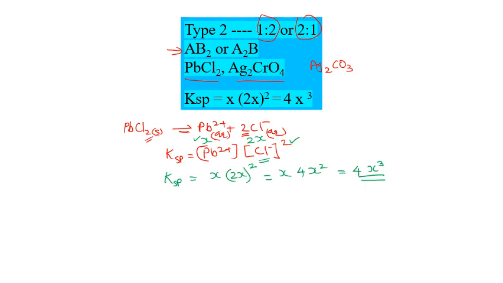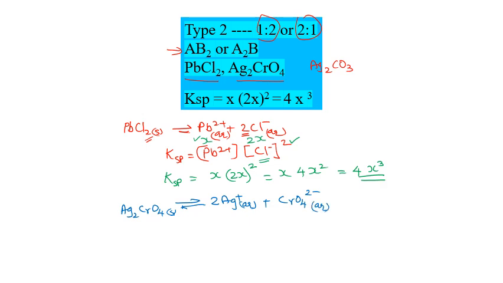So let us see another example, Ag2CrO4, that is in the solid form. So when you write that dissolution, we have 2Ag+ (aq) plus 1CrO4 2-. That is also going to be aq.